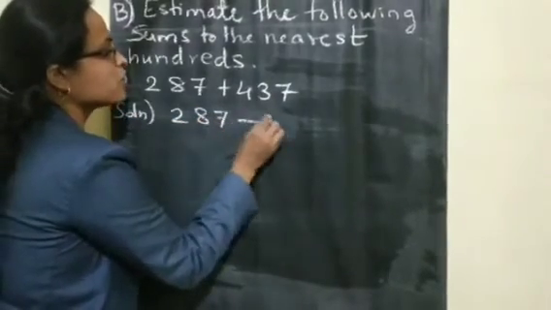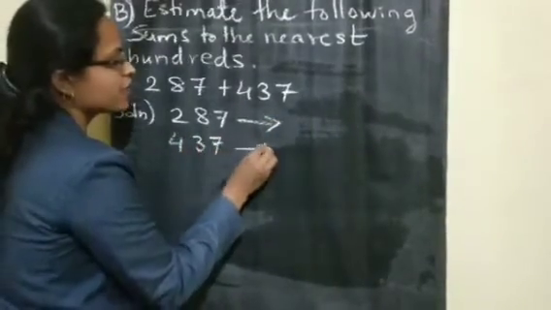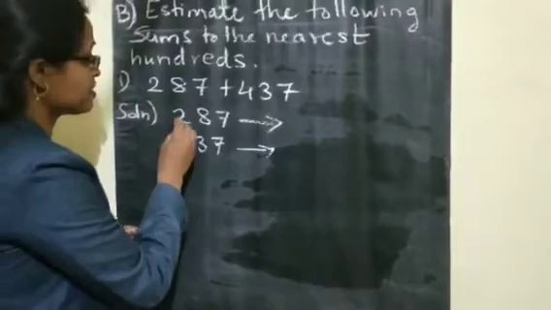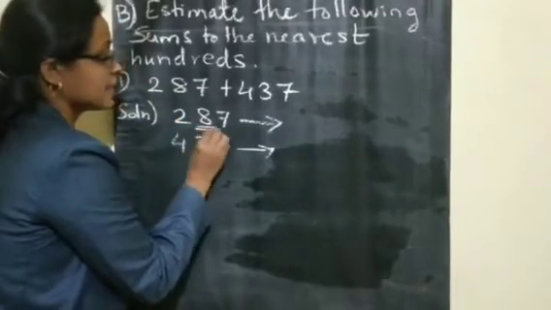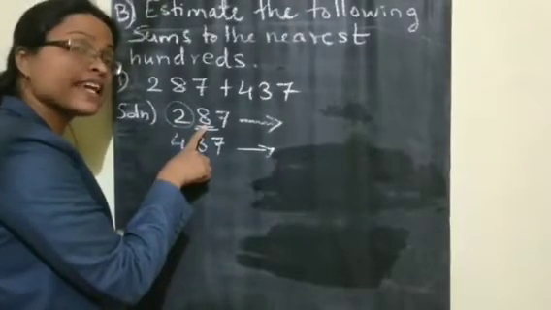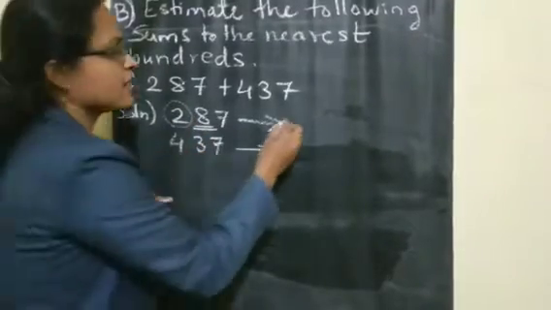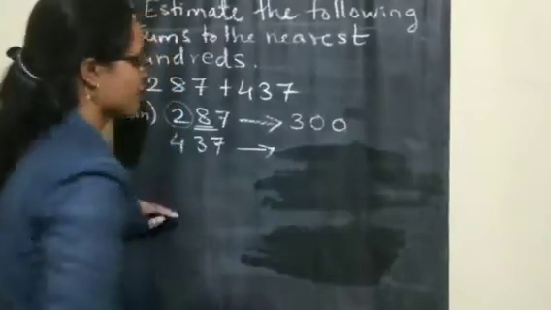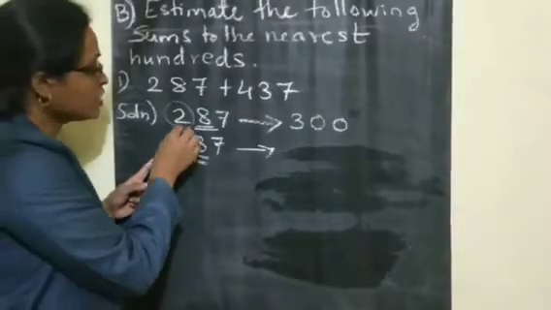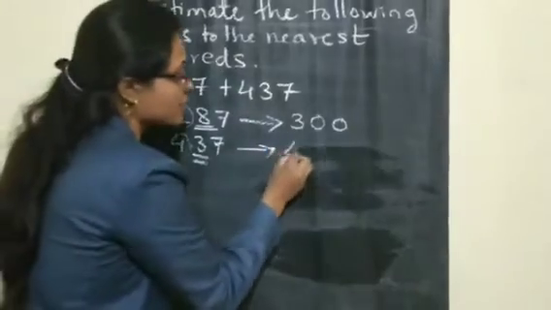287. We have to do the estimation, means rounding of that. 437. We have to find the rounding of this number too. We have to round to the hundreds place. Which place do you have to observe? The tens place, and then you can round to the hundreds place. Now in the tens place here it is 8. The number is more than 5, so this 2 will change to the next number, that is 3. So the rounded number is 300 here. Now in this one, if you observe the tens place it is 3. So the hundreds place number will remain the same because 3 is less than 5. So the rounded number is 400, children.